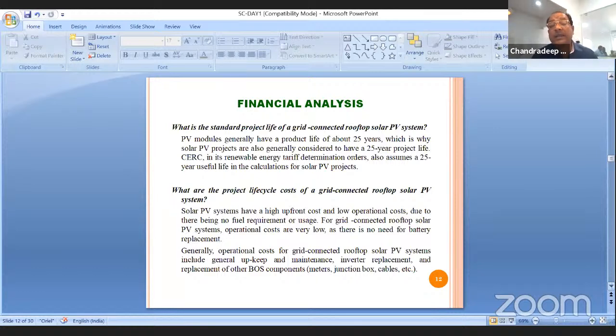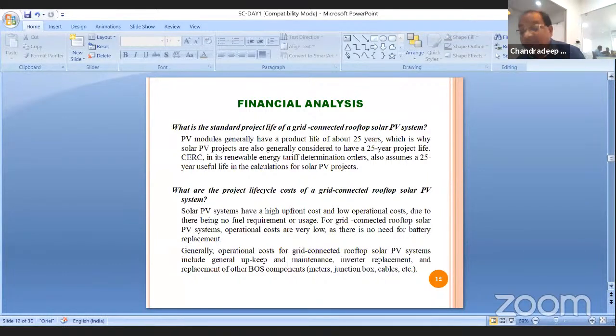Now the normal question is, why should I go with solar? Apart from protecting the environment, how does it benefit us economically? That is also important for us to know, the financial analysis of solar power. The financial analysis says PV modules generally have a product life of 25 years. A solar module, whether crystalline, monocrystalline or amorphous, different technologies are there, madam will discuss. All these technologies will last for 25 years, which is why solar PV projects are generally considered to have a 25-year project life. The Central Electricity Regulatory Commission, in its renewable energy tariff determination orders, also assumes a 25-year useful life in the calculation for solar PV projects.